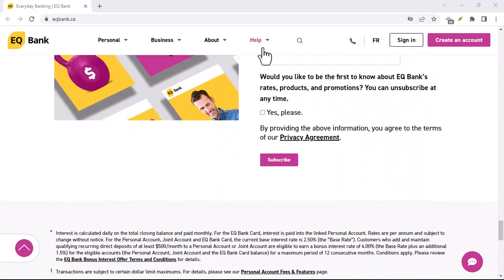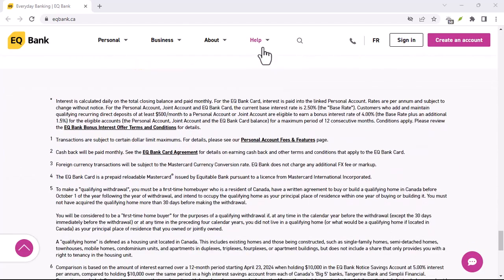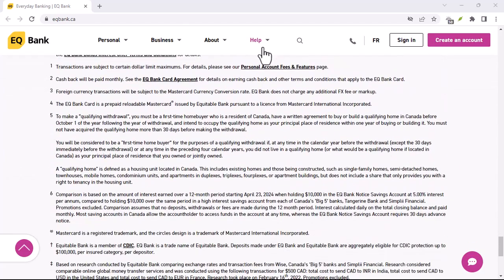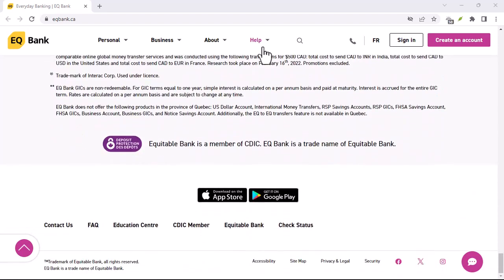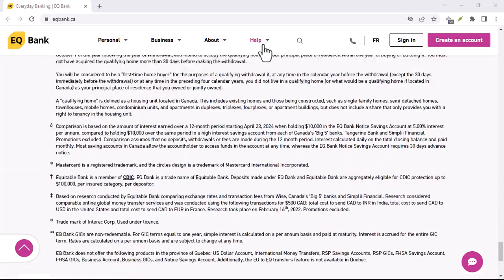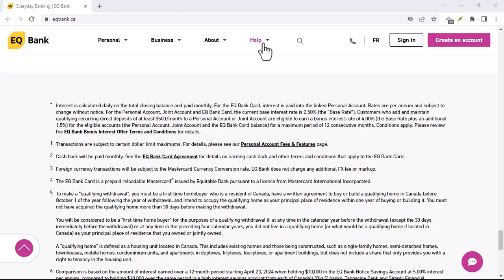Equitable Bank uses a daily compounding interest calculation method. This means that your interest is calculated daily and added to your account balance. This is good news for you because it means that your money is earning interest more quickly than it would if it were calculated monthly or quarterly.